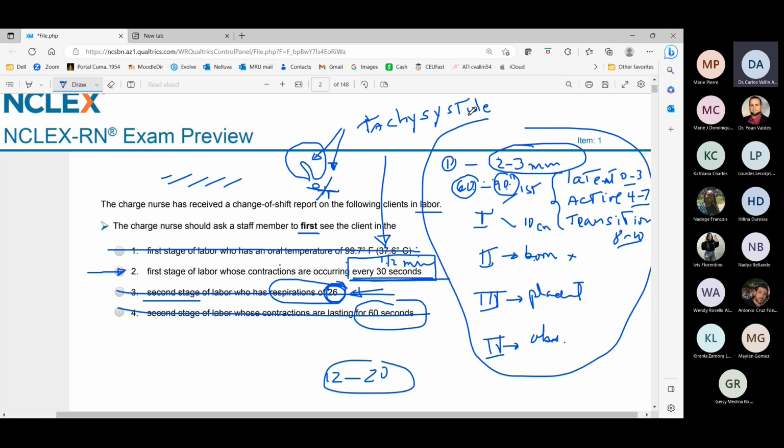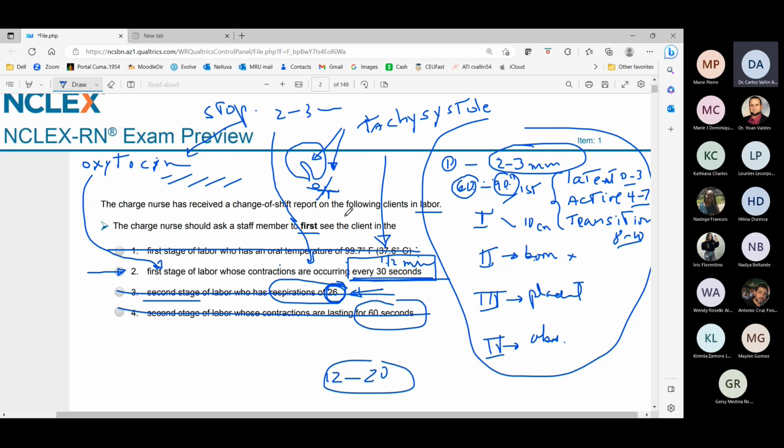Remember that generally this excessive contraction, or tachysystole, is because the patient is receiving oxytocin. And that oxytocin should be stopped when the contractions occur every 2 to 3 minutes. So probably somebody forgot to monitor this client, and for that reason those contractions are so frequent.